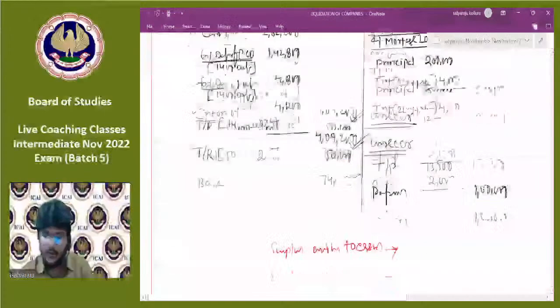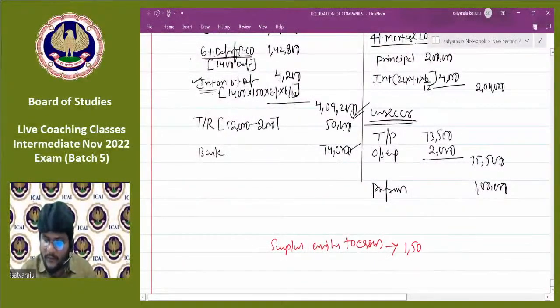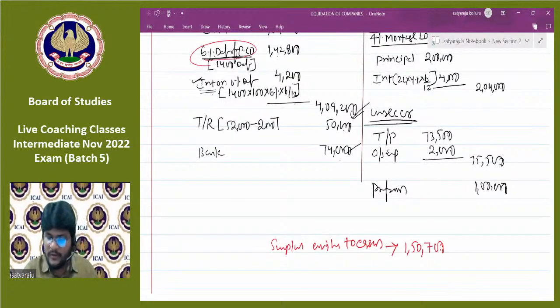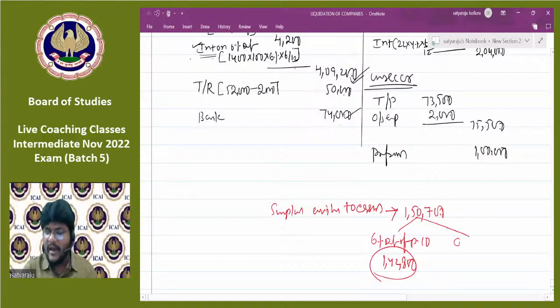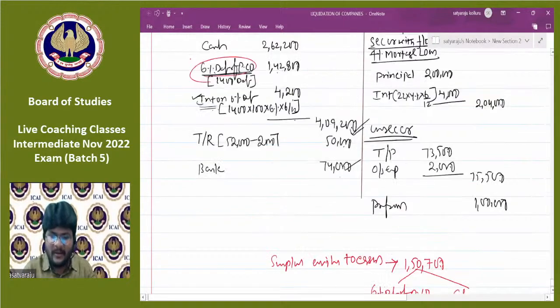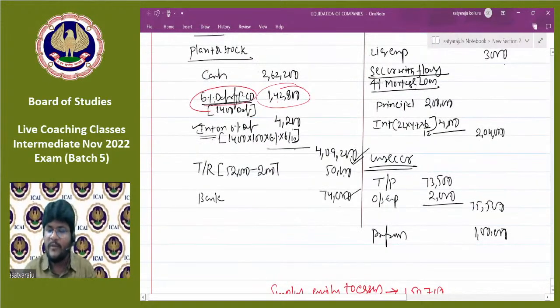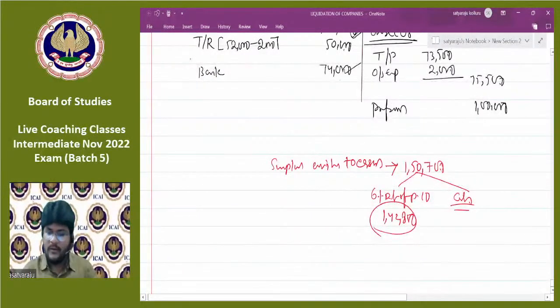1,50,700 surplus available. Out of this 1,50,700, these 6% debentures of purchasing company, how much? 1,42,800, because that is not in the form of cash, that is in the form of debentures, and the other is entirely in the form of cash. The remaining was 1,50,700 minus 1,42,800. That is 7,900. This is about the cash.